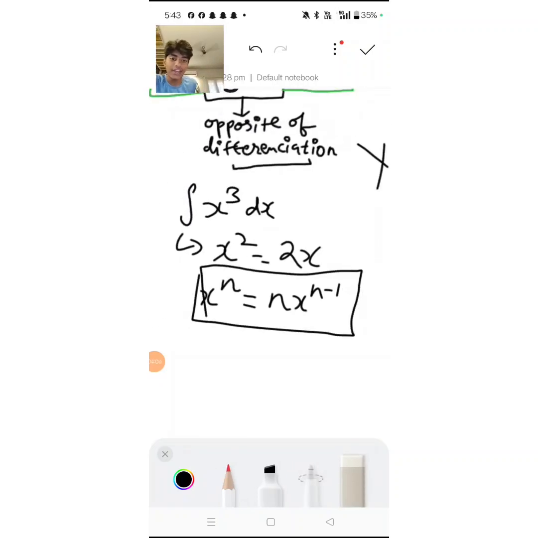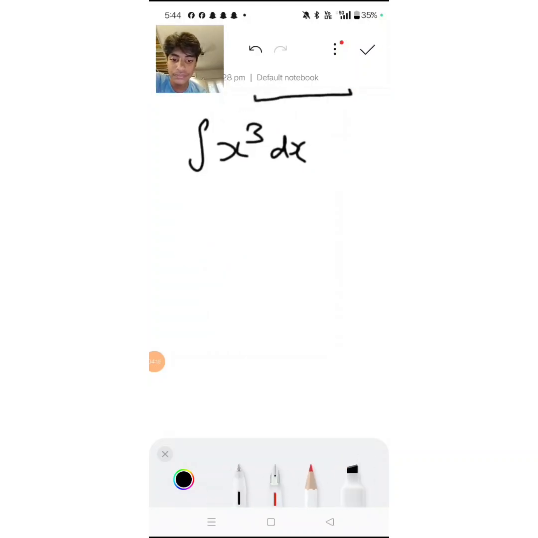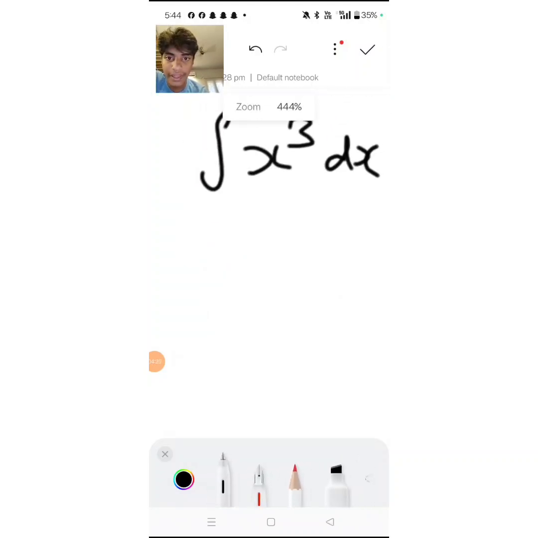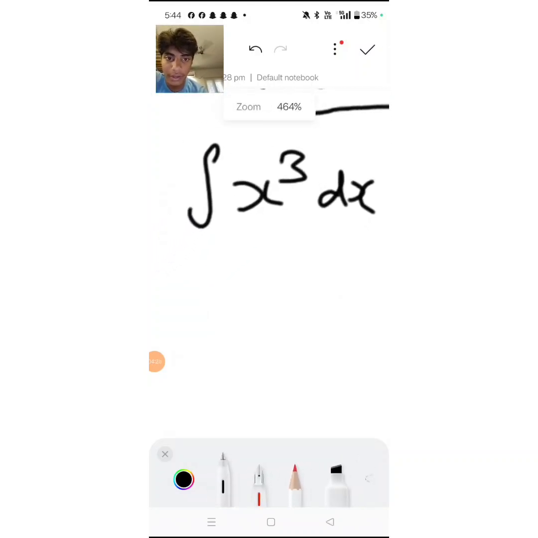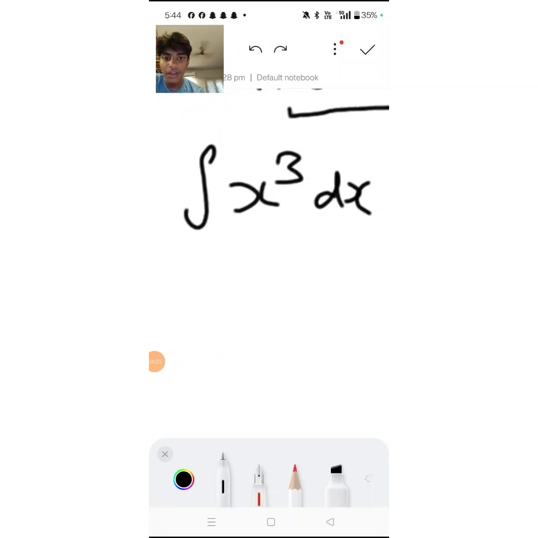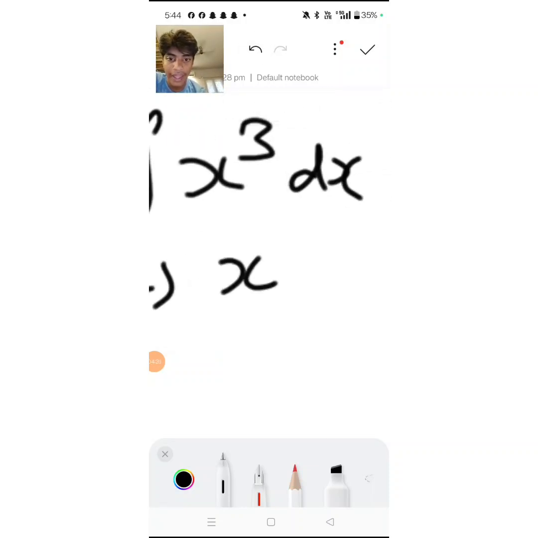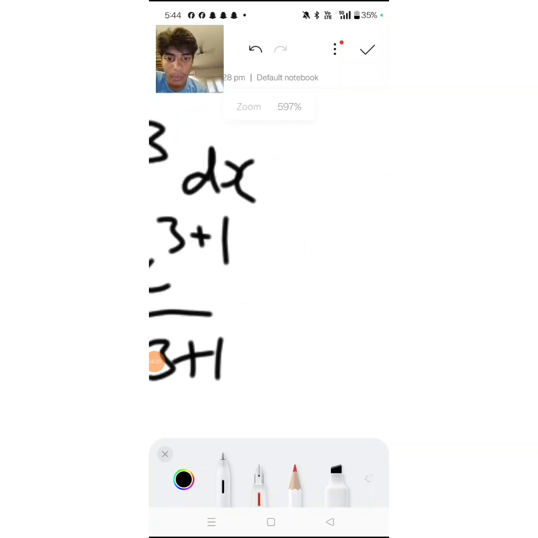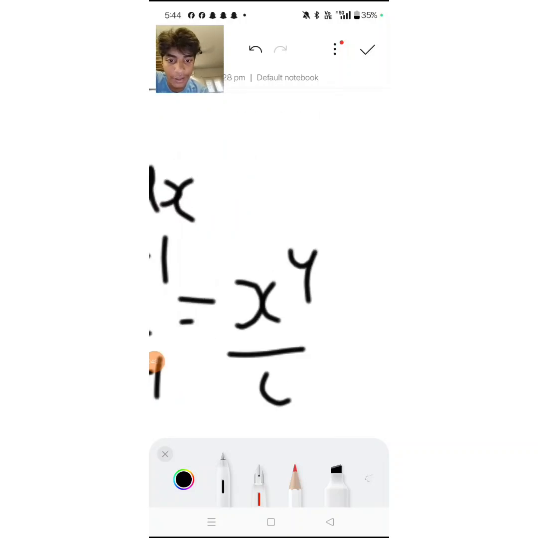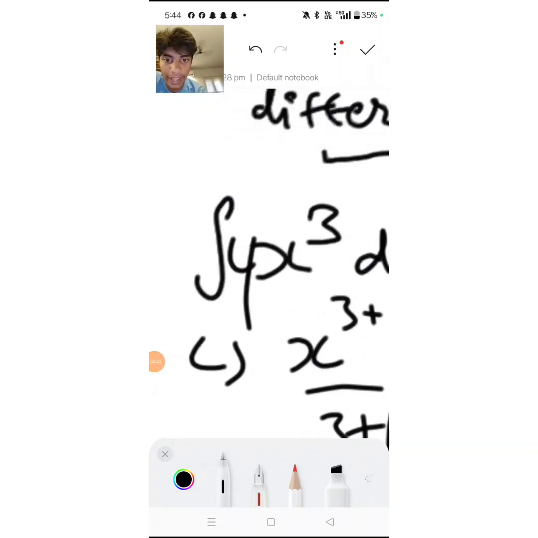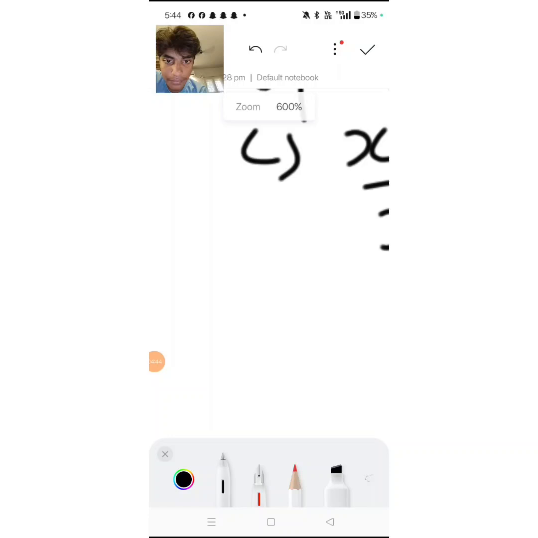But in integration, it is exactly the opposite of this. In integration, we add a power to our already existing power and we divide by the new power, right? That is ultimately what we have to do. So now our case is this. Let's say we have the integral of x cubed dx. Now dx here represents the difference of x, right? What you have to do is you have to just add a power. So x to the power of 3 plus 1 divided by 3 plus 1, which is x to the power of 4 divided by 4, right?